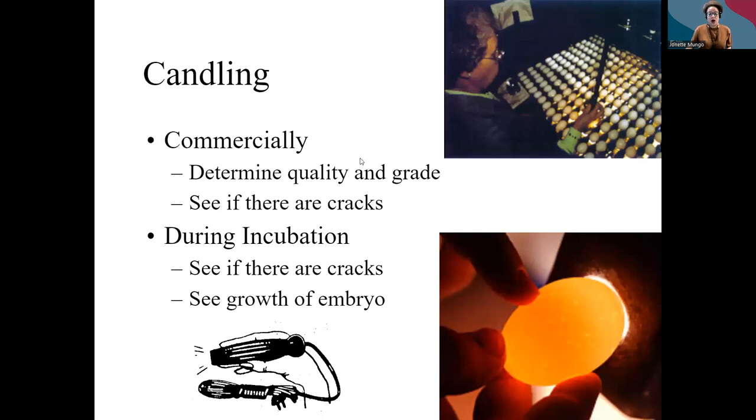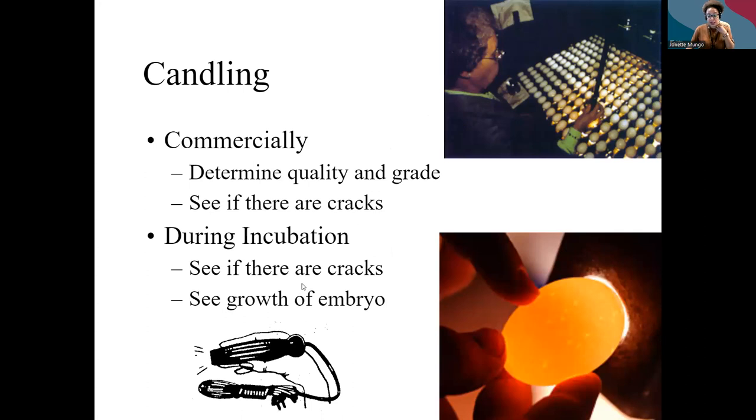On your calendar, you'll notice the days in which you can start candling your egg. So commercially, you can do this to determine the quality and grade of your eggs and to see if there are any cracks in your eggs. So you might want to do this when you first get them to make sure that your shells are intact and good to go.